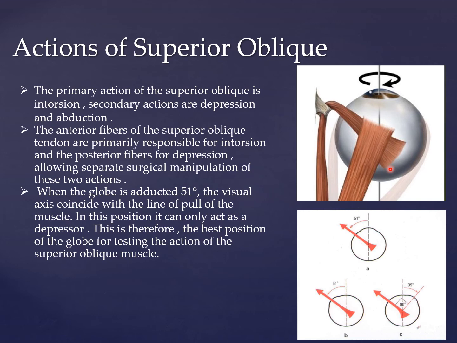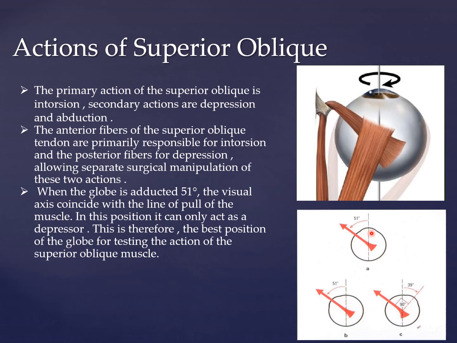Why is it a depressor? Because, number one, it is attached posterior to the equator, and number two, its line of action is from front to back, from anterior to posterior. When the muscle contracts, it pulls its fibers in this direction, so it moves the eyeball downwards and slightly outwards, that is abduction. Its tertiary action is abduction.